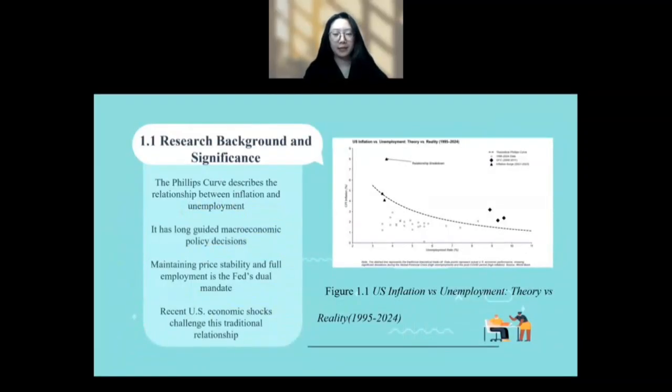Research background and significance. The Phillips curve describes the relationship between inflation and unemployment and has long guided macroeconomic policy decisions. Maintaining price stability and full employment is the Federal Reserve's dual mandate. However, recent U.S. economic shocks challenge this traditional relationship, raising questions about its continued validity.